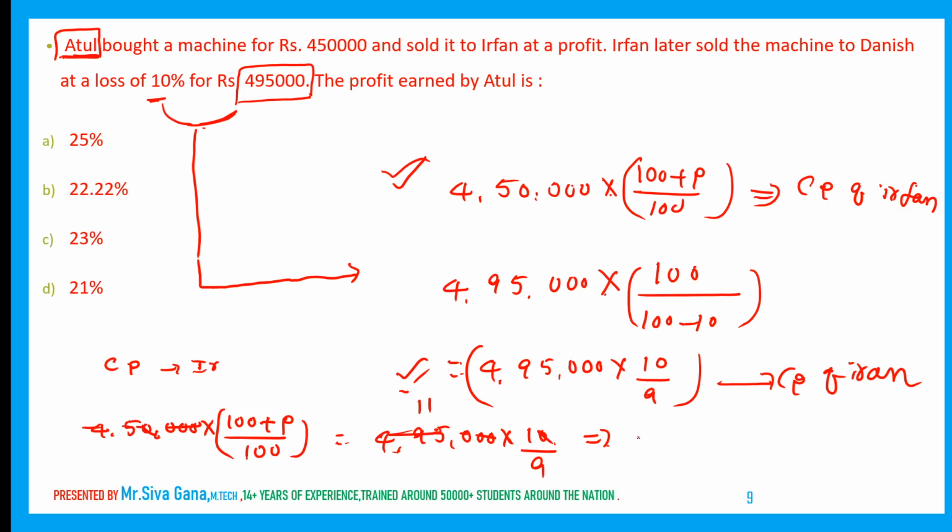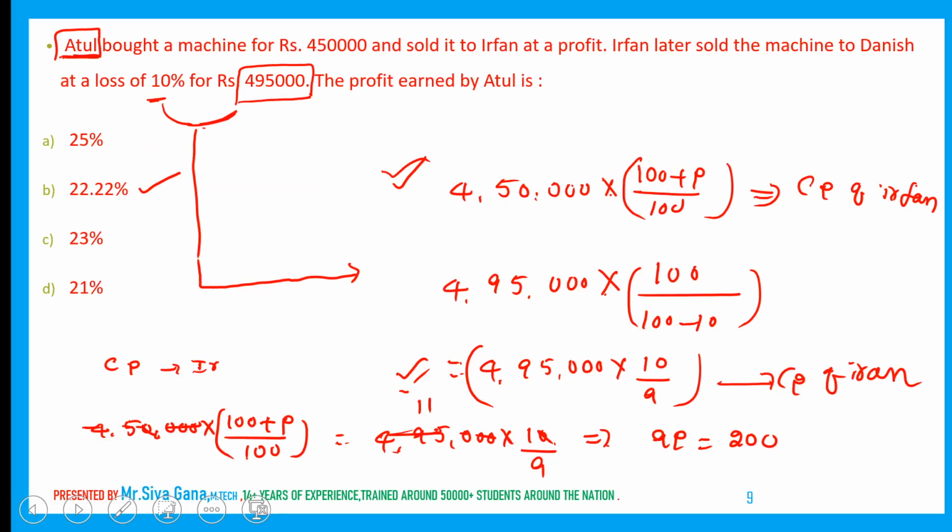Therefore 100 plus p is equal to 1100. So 9p is equal to 1100 minus 900, which is nothing but 200. P is equal to 200 by 9, which is nothing but 22.22%.